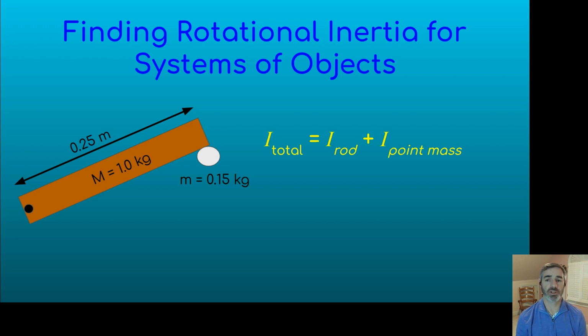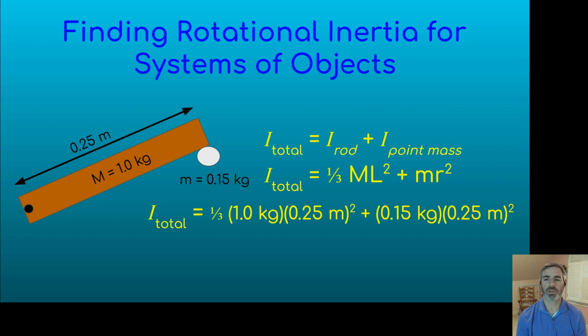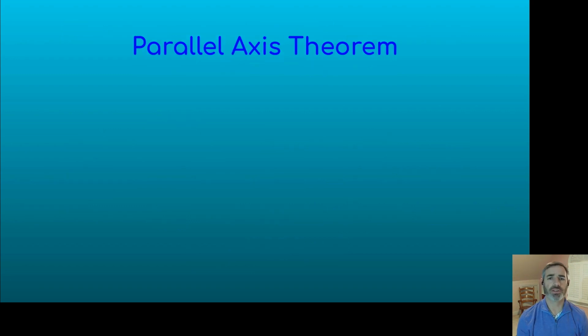We know that the rotational inertia of a rod is 1/3 ml², and the rotational inertia of a point mass is mr², where r for the point mass is the same as the length of the rod. We can substitute those values in and calculate the total rotational inertia of 0.03 kg·m². All right, the parallel axis theorem goes a little bit beyond Physics 1, but I feel it's important to understand that an object can have a different rotational inertia if it rotates around a different point.